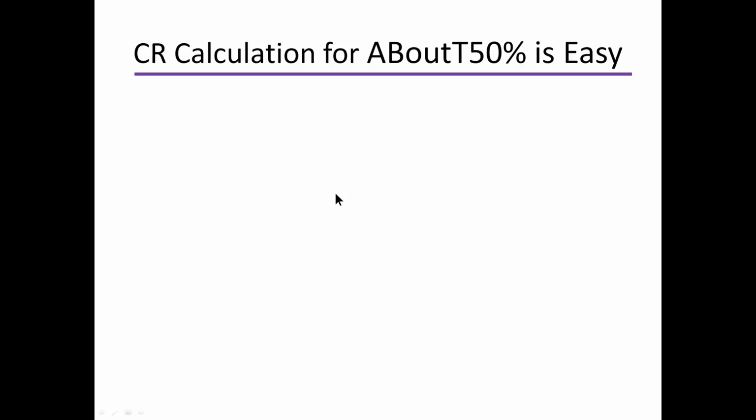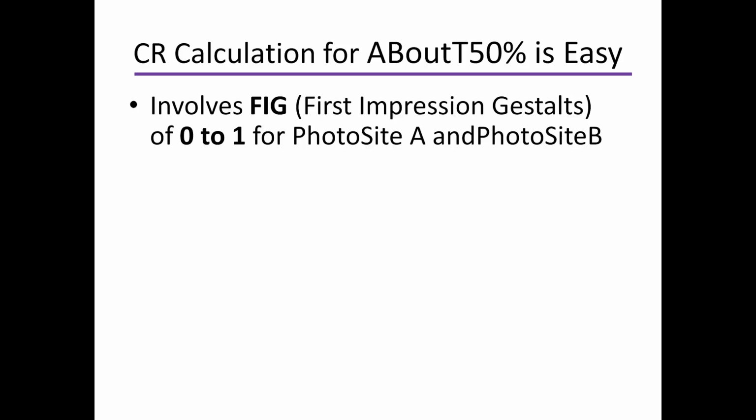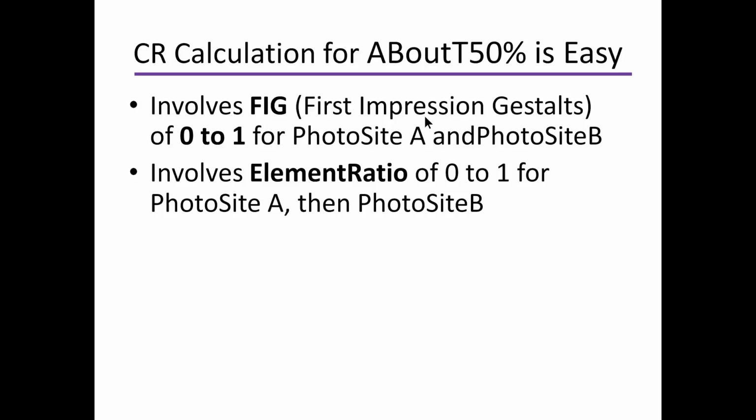Now, as I've indicated, this is very analytical, which is, I believe, a big advantage of it. The key thing you do is that your FIG, the first impression gestalt, gets ranked from 0 to 1. So you make some judgments there, and then rank it from 0 to 1. 0, 1/2, and 1 is what I've been using, but there's no reason you can't do something in between if that feels more comfortable to you. And then the other standard involves what I'm calling the element ratio, from 0 to 1.